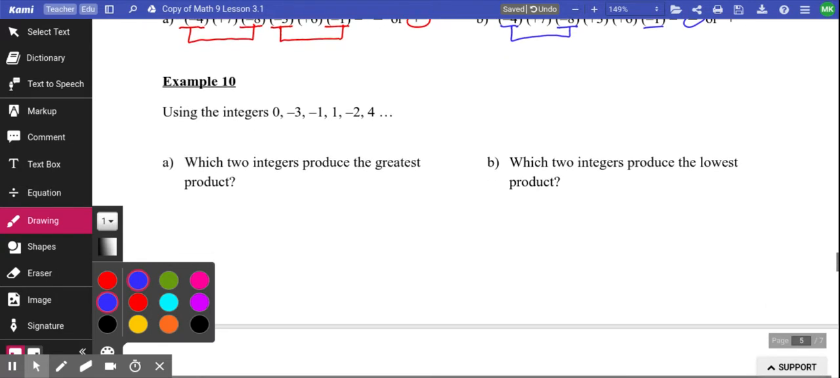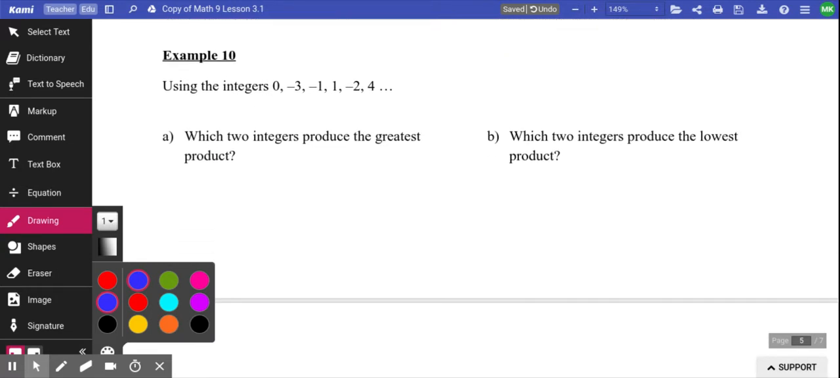Fantastic. Number 10. Using the integers, and they give you the first 1, 2, 3, 4, 5, 6. They give you 6 integers. I'm not sure why they put a dot, dot, dot. Which 2 integers produce the greatest product? Product means multiply.